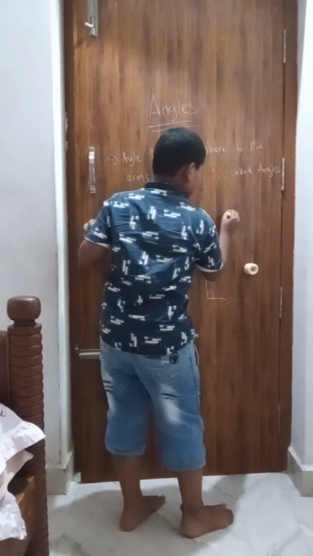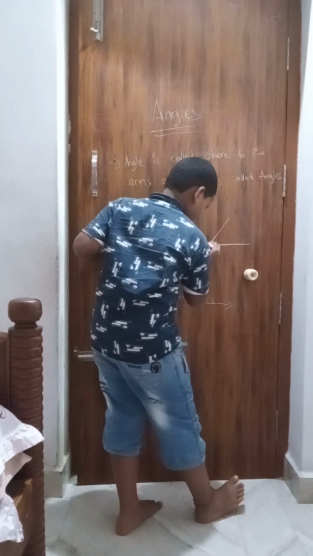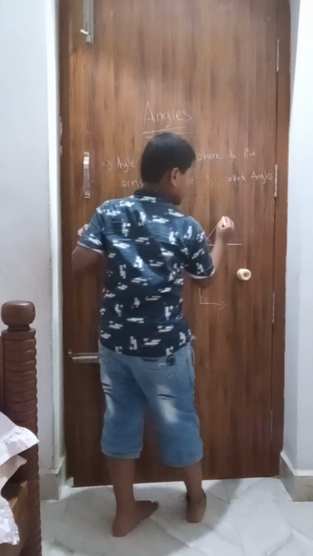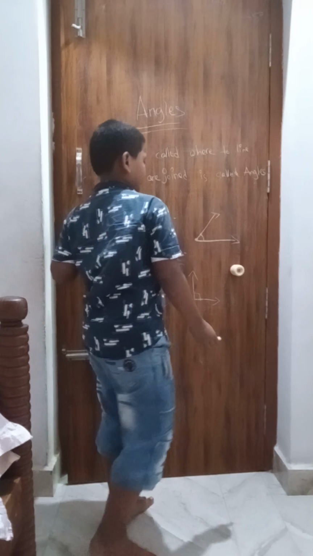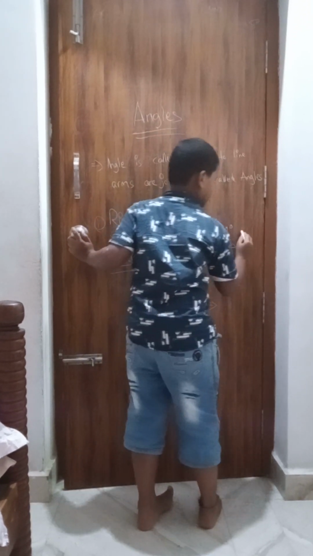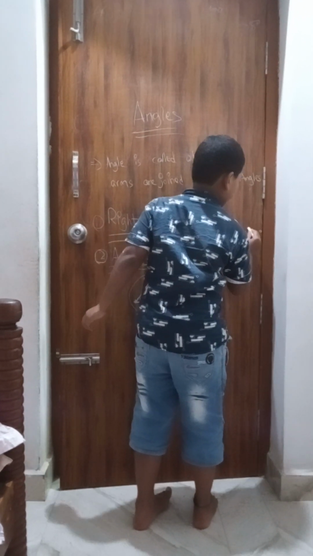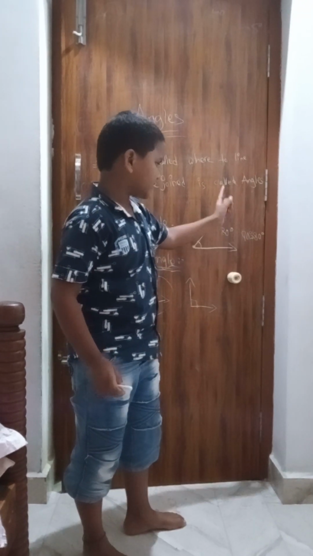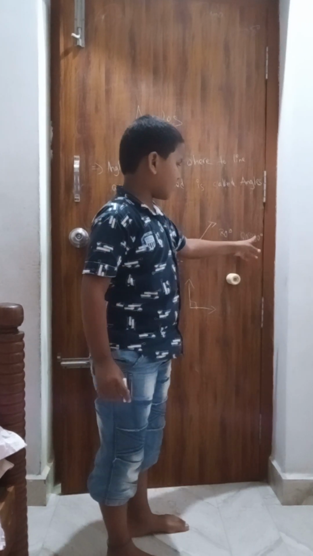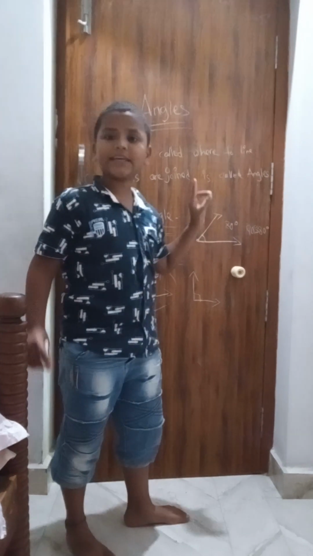For example, I will draw an acute angle. 80 degrees is smaller than 90 degrees because it is very small. It is smaller than the right angle. For that, it is called an acute angle.